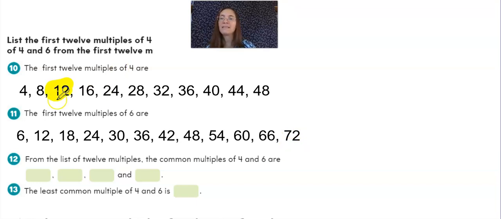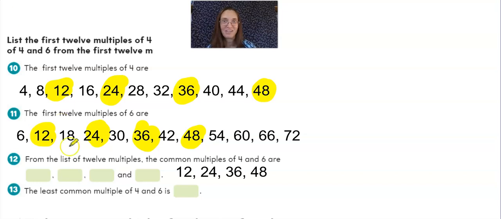Well, I'm seeing that they both have a multiple that's 12. They share the multiple of 24. 36 seems to be the same. Let me see here. In terms of these multiples, oh, there's one, 48. So we can say that the first common multiples of 4 and 6, looking at just their first 12 multiples, are 12, 24, 36, and 48.